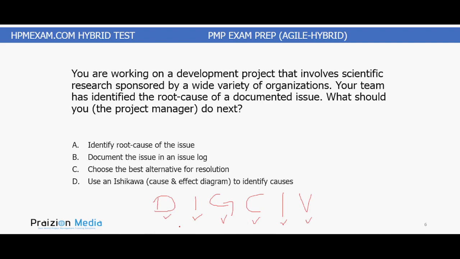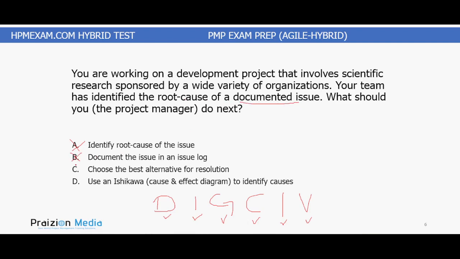So the bottom line is that the root cause is understood. So it would not be A. It also says your team has identified the root cause of a documented issue. So it's already been documented.